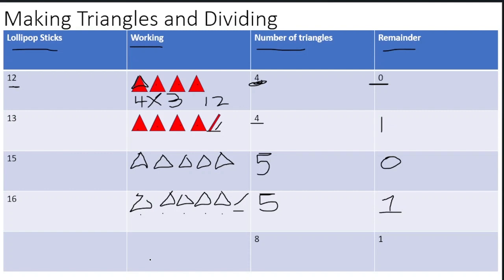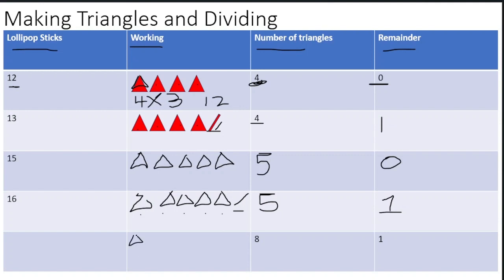Now the last question is a little bit different from the others, because we have the number of triangles and our remainder here. So how many lollipop sticks is it? We need to work backwards this time. We know the remainder, and we know the amount of triangles is 8. And we know that each triangle is worth 3 lollipop sticks. So you could do 8 times 3. We're going to have to do 8 lots of triangles to work this out.